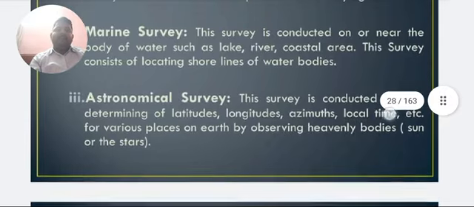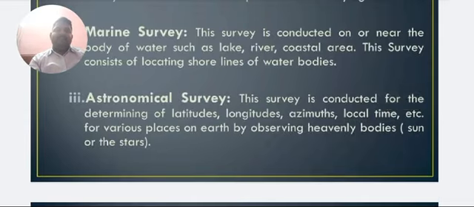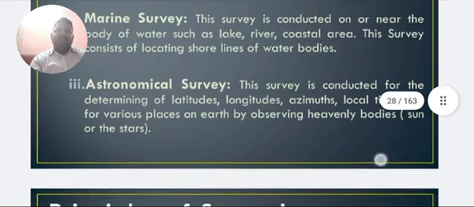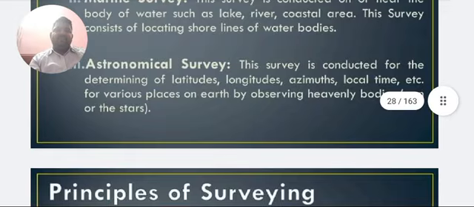Last one, astronomical survey. Astronomical survey is conducted for determining the latitude, longitude, azimuth, local time, etc., of various places on the earth by observing the heavenly bodies. These are the classifications of surveying.